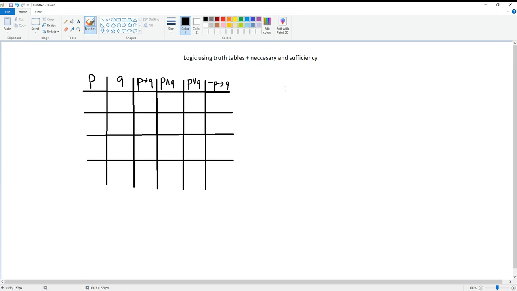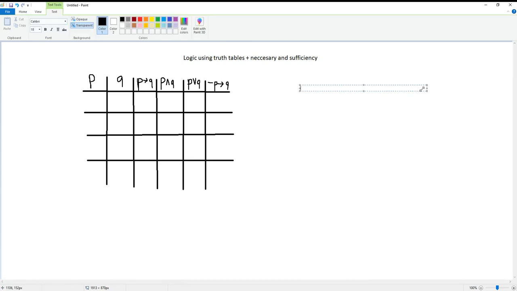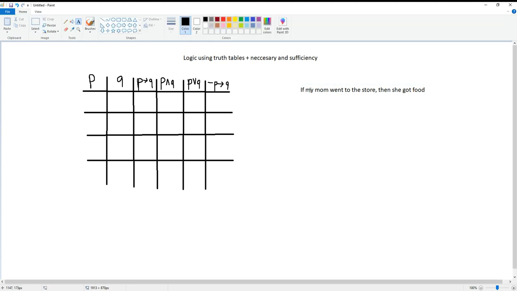So let's say one thing happens, another should happen. If my mom went to the store, she got food. So let's type that out, and we're gonna break this down and look at each part of it. So if my mom went to the store, then she got food. So this right here is an if-then statement.